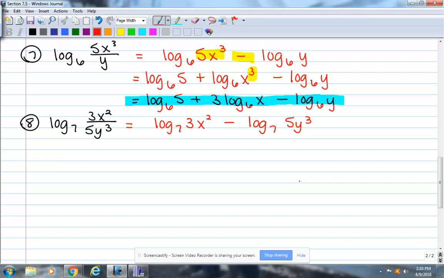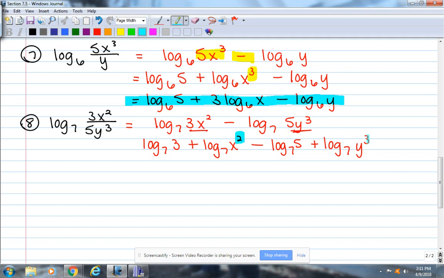Okay, then what do I do? You break it down even more. So log base 7 of 3, yeah, they're multiplied right there, so I add them, plus log base 7 of x squared. And then same thing right there. So minus log base 7 of 5 plus log base 7 of y to the third. And what's the last thing I can do? The exponent. So this one and this one, they just go in front of that log.